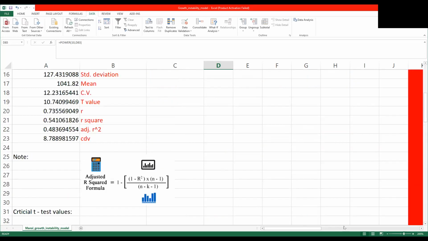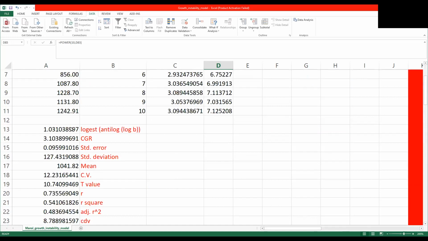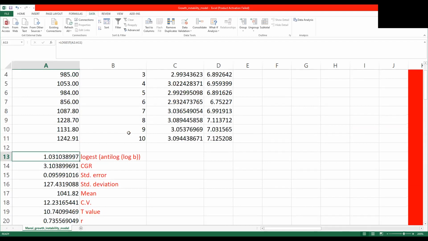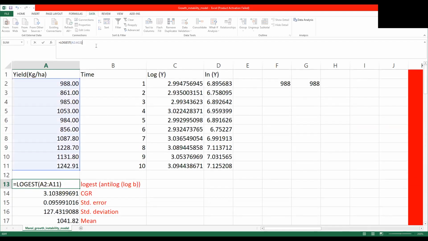1.031. Now you see over here, the same value you're getting just using LOGEST in Excel. If you click here, you see the LOGEST function, and I've taken all these values. It is giving you the anti-log of log b. That's it. Without doing regression in Excel, we obtained it.